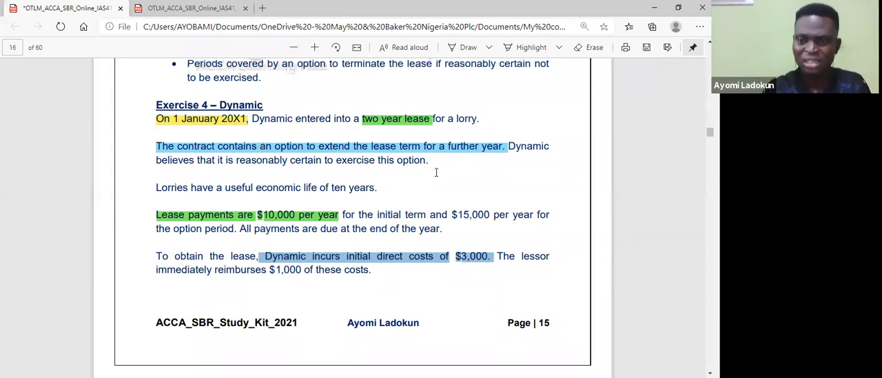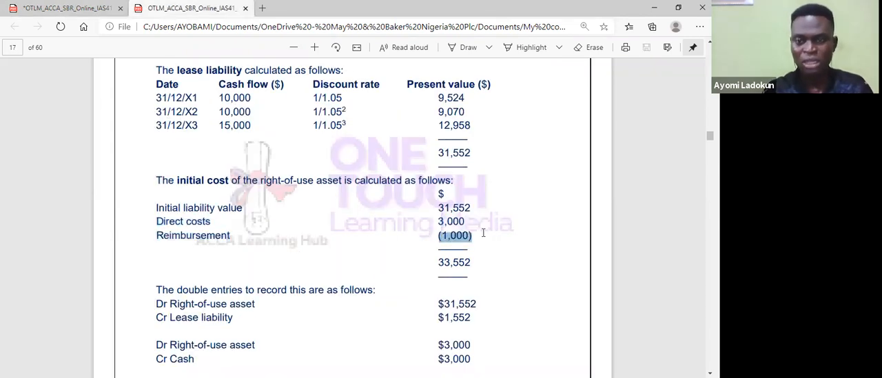Then I move on. He now said something. He said the lessor immediately reimburses $1,000 of those costs. Okay. So normally, you're supposed to show those transactions separately. So that's why you have this 1,000 in the jacket. So when I paid the direct cost of 3,000, it gave me back $1,000. So that's the reimbursement. So it gave me back. So that's why you're removing. So the value for my right of use assets is 33552.